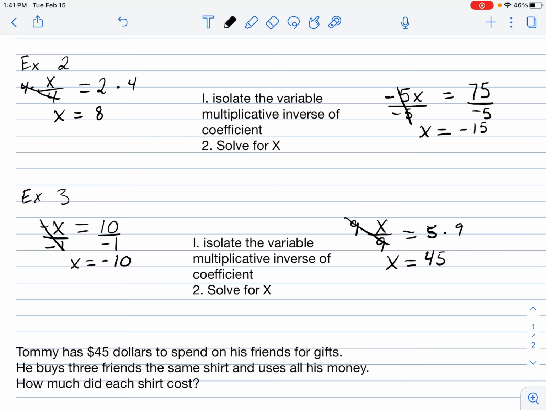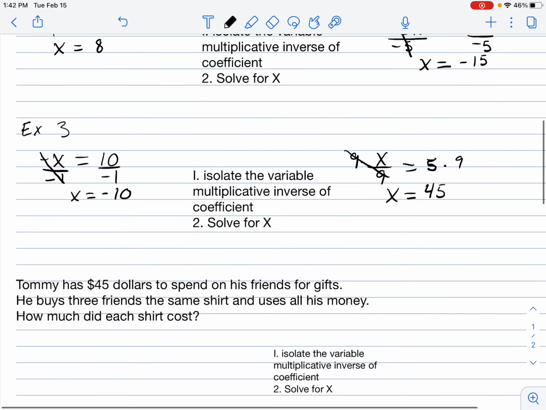But noting that, if it's a 5x, you're going to divide by 5. Or on these other ones, if it's an x over 4 or an x over 9, you're going to multiply the other side by that number you're dividing the variable by. So think of it, this is division, x divided by 9. To undo that, you multiply by 9. This is negative 5 times x. To undo that multiplication, you divide by that value.